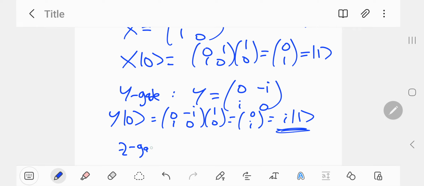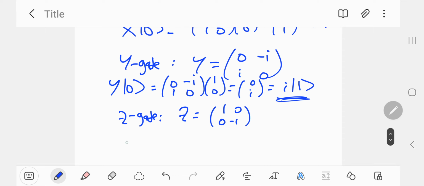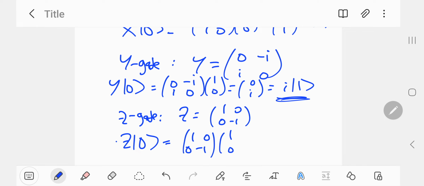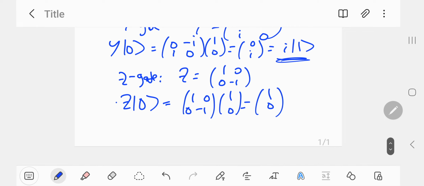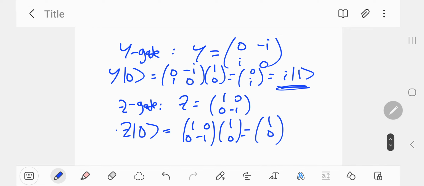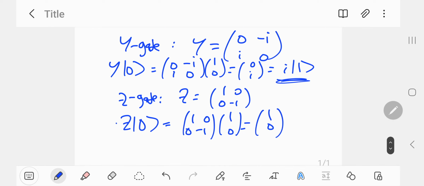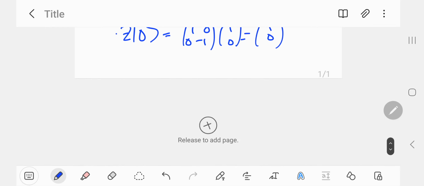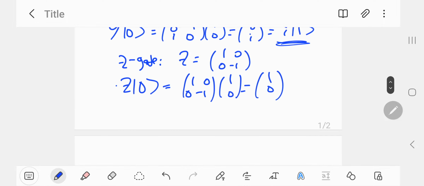The Z gate is represented as well by a 2x2 matrix given by the following. Let's see how it acts on state 0. You get this. It pretty much does nothing to the 0 state. And it's a good exercise as well to find out what happens when you act all these gates upon the input state 1 as well.